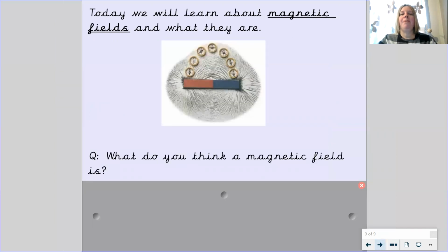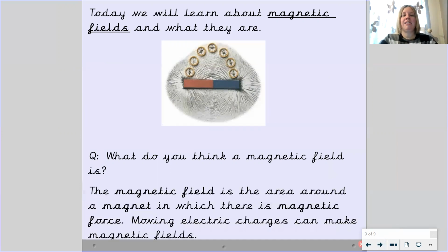Today, we will learn about magnetic fields and what they are. What do you think a magnetic field is? Pause the video and tell Mr. Fox what you think a magnetic field is. Let's find out what a magnetic field is.